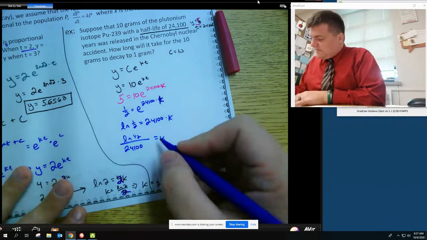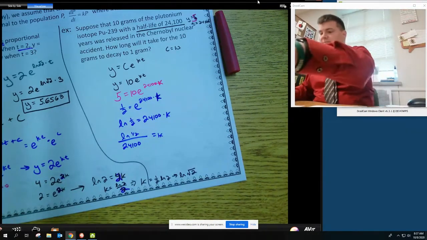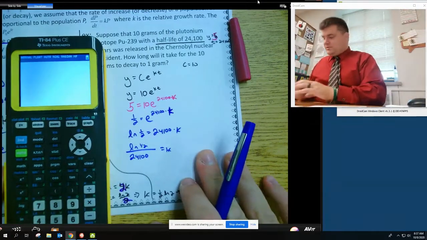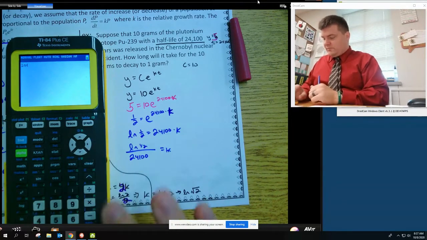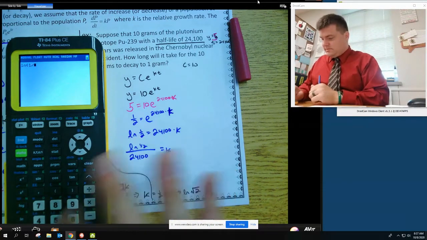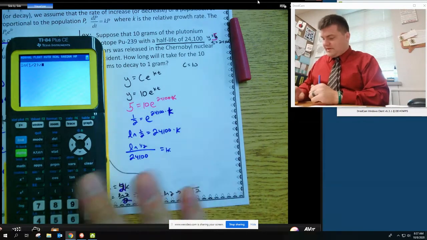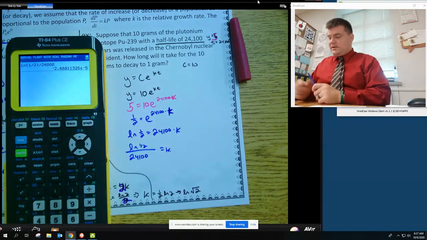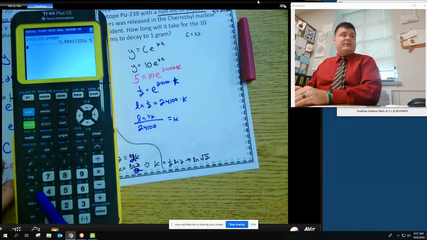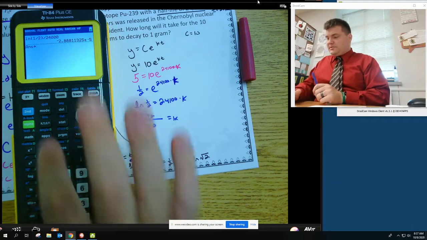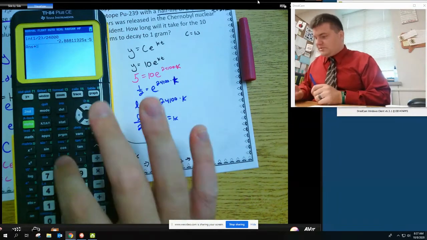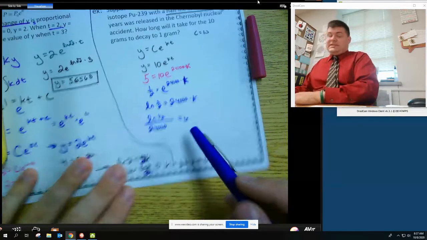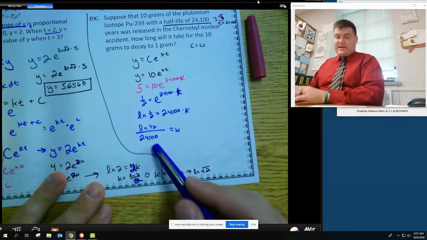I'm going to find that k value, plug that in, and just store it. Let me do that real quick and show you how. So I'm going to do ln of 1/2, and then divide that by 24,100. And that's going to be that value right there. If you hit this STO button down here, you can store that. And if you use this green alpha button, you can pull up one of these green letters. Let's pull up K. So instead of rewriting this every time, I'm just going to use the letter K for convenience.